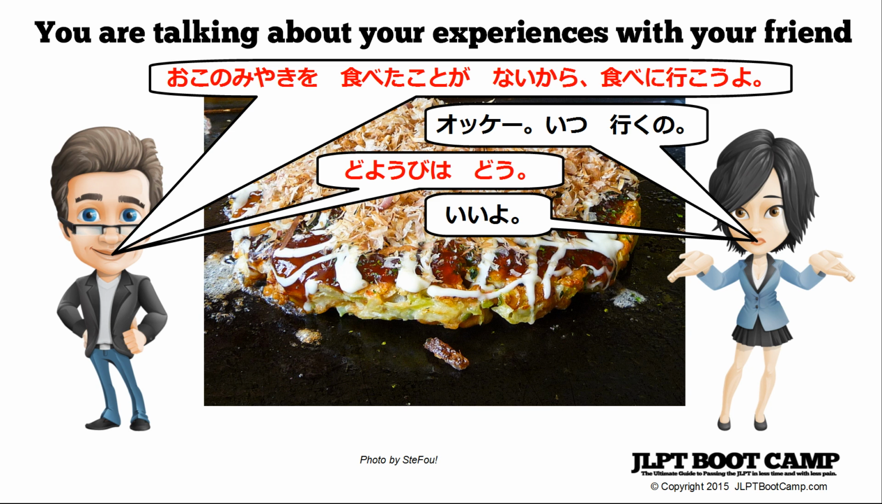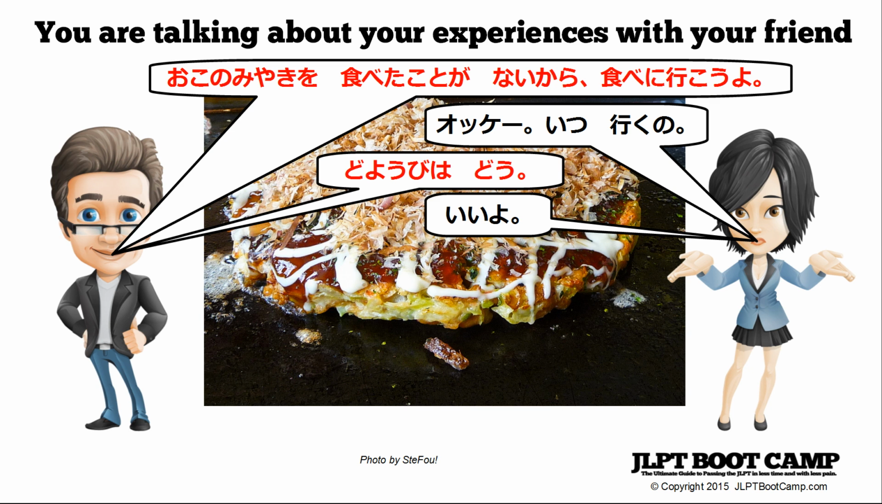Okonomiyaki is what you see there in the background. It's been described as a savory pancake. It's basically a big chunk of batter and meat and cabbage, sometimes noodles, that's fried, and then you put some sauce on it, some mayonnaise, some fish flakes. It's very good, very famous in Osaka. And you say tabeta, which is the past tense of taberu, to eat, of course.